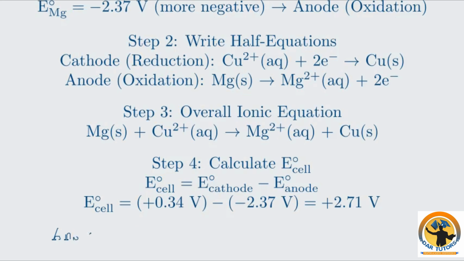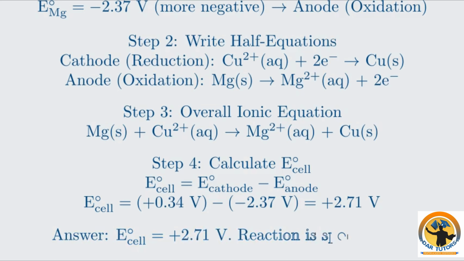The cell potential of plus 2.71 volts is positive, which is a key indicator. A positive cell potential confirms that the reaction we've written, where magnesium oxidizes and copper-2 ions reduce, is spontaneous under standard conditions. This completes our worked example.